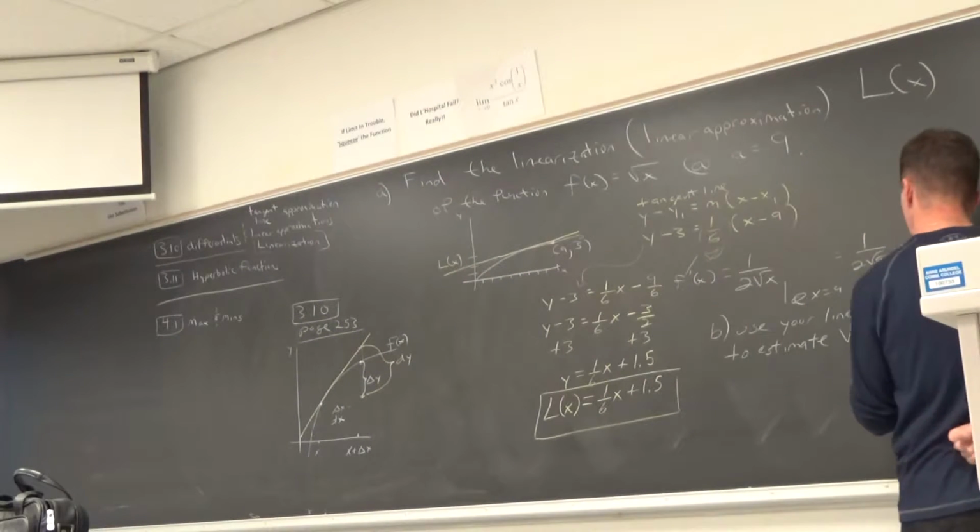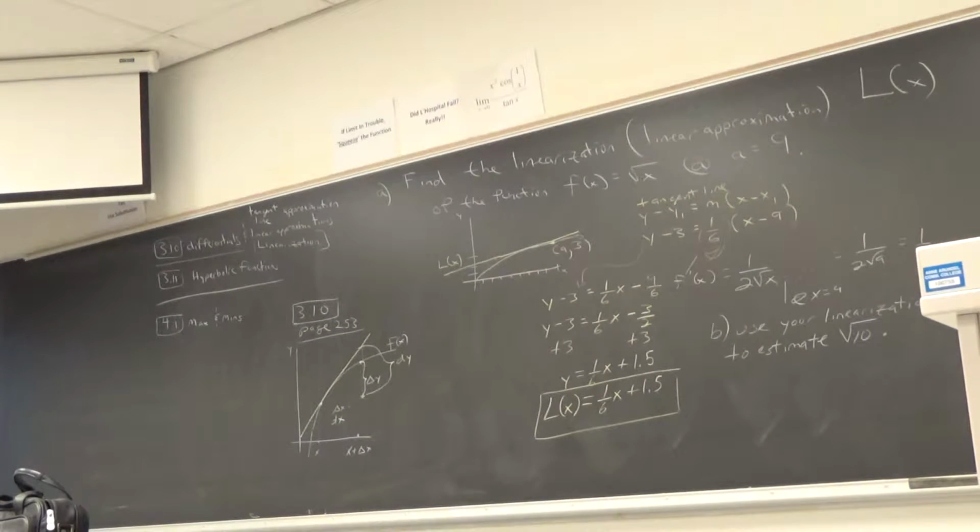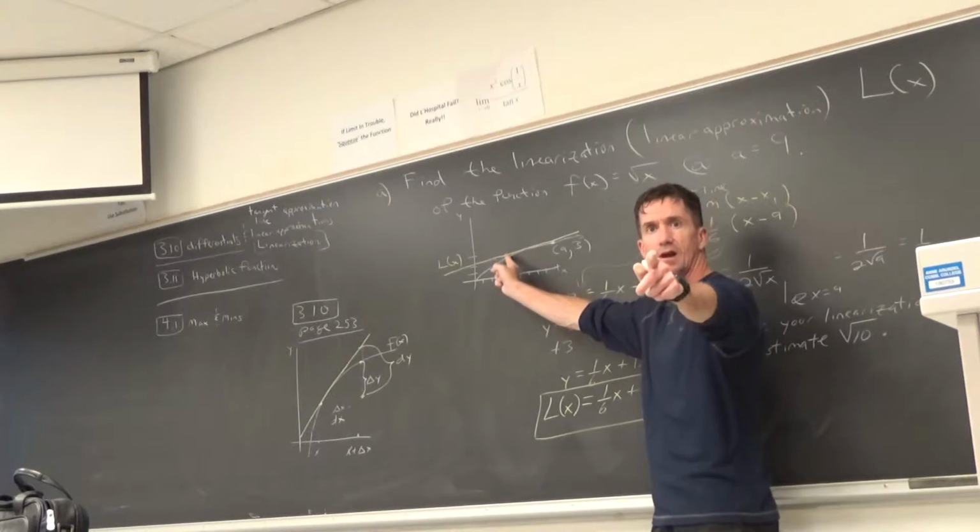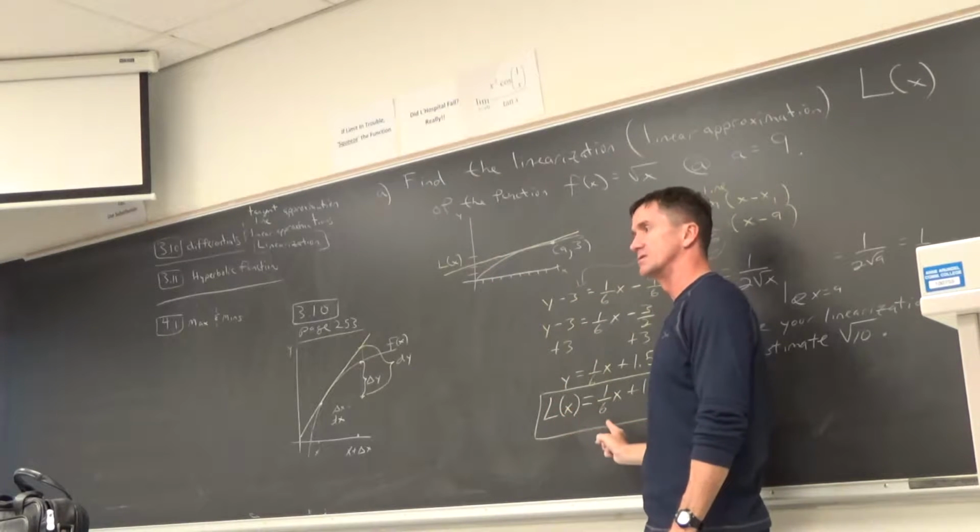But would they have the same value because we took x as 9 over here? That's right. This is what's neat. So to answer that question, we're going to use our linearization, that yellow line here, right? So we're going to use this equation.